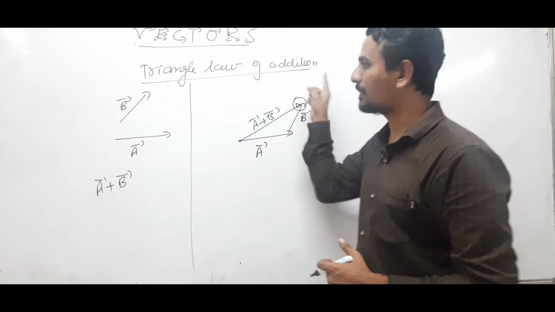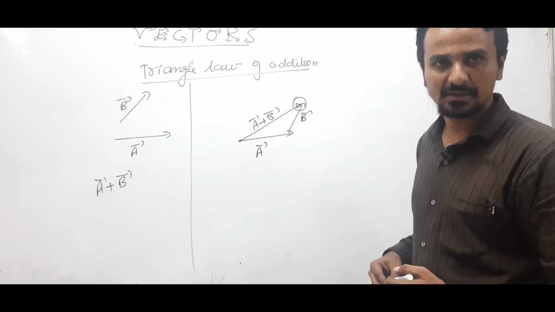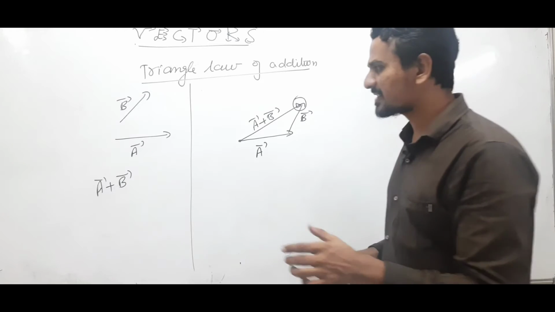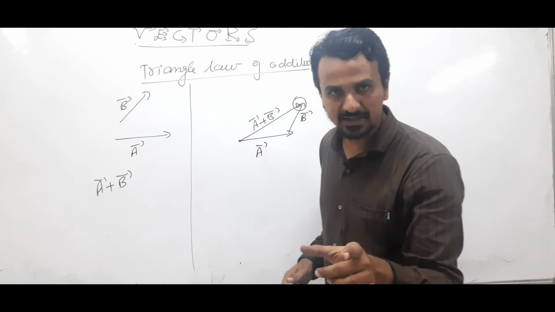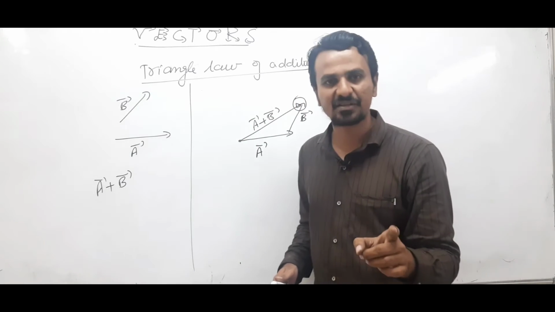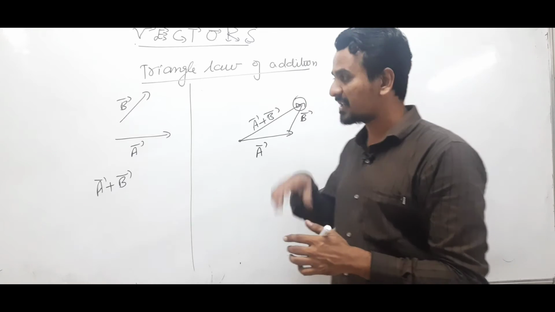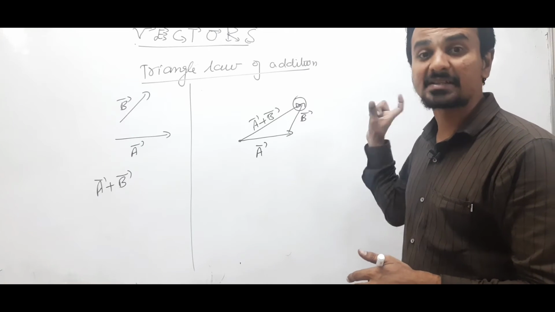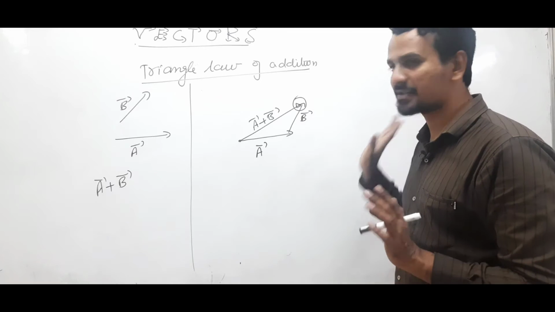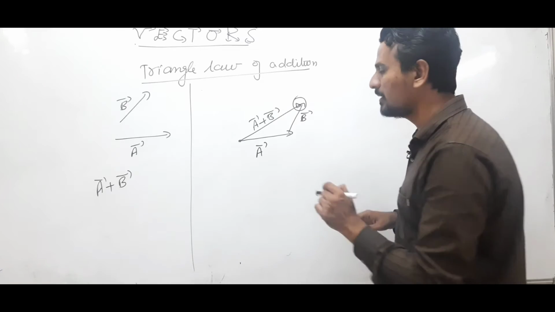So this is the triangle law of addition of two vectors. Is it clear? You just have to draw the first vector as it is. You don't have to change the magnitude and direction. Just place the tail of the second vector on the head of the first vector. That's it.